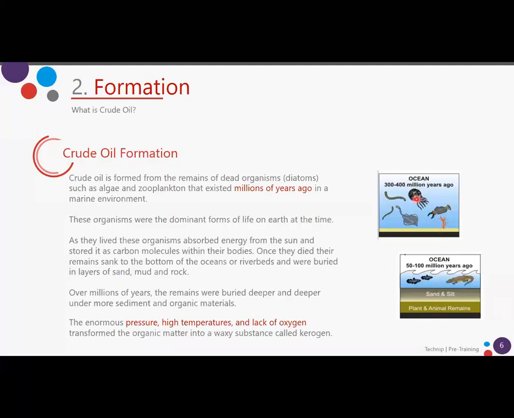The enormous pressure, high temperature, and lack of oxygen transformed the organic matter into a waxy substance called kerogen. So you see here this organism, and they start to be buried by the sand and the silt. The three factors that are the precursors to the crude oil to be formed are pressure, high temperatures, and lack of oxygen.